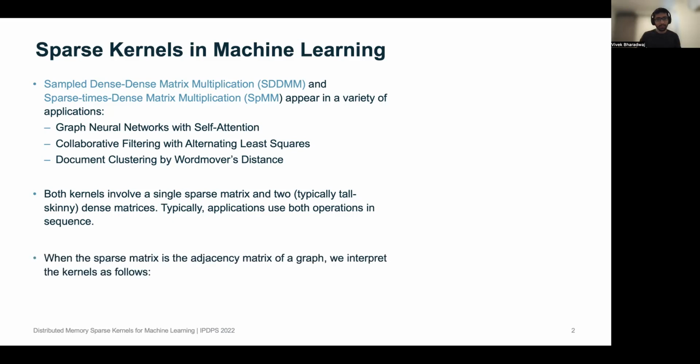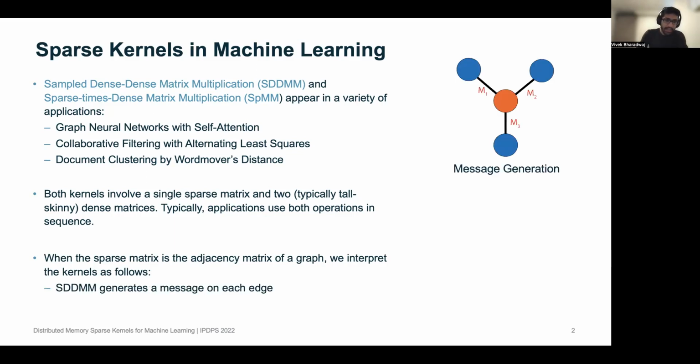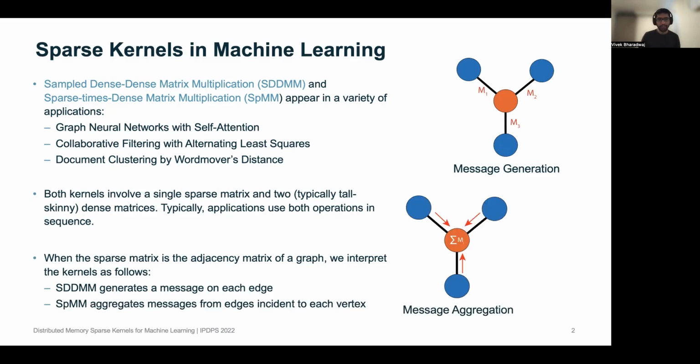operations in sequence. And when the sparse matrix is the adjacency matrix of a graph, we have a very specific interpretation for these kernels. That is, sampled dense-dense matrix multiplication generates a message on each edge of the graph, and SpMM aggregates these messages from the edges to their incident vertices.